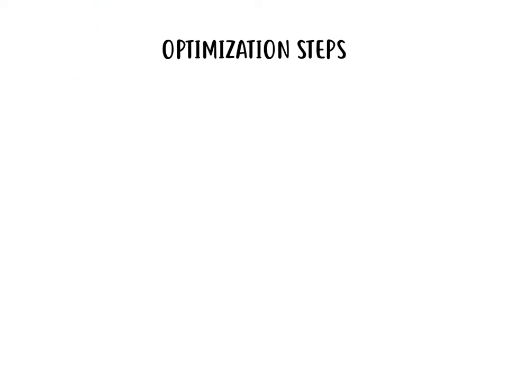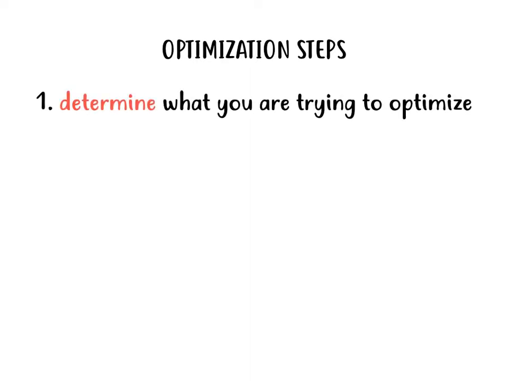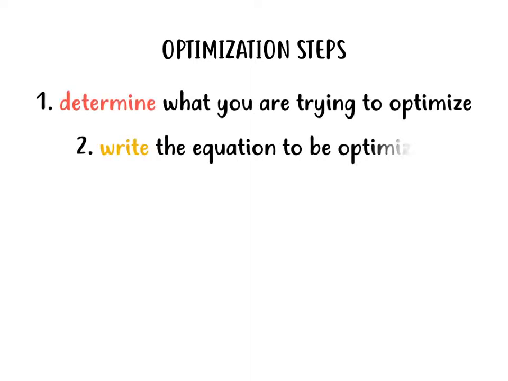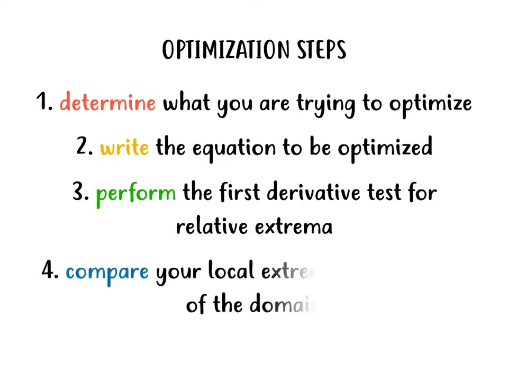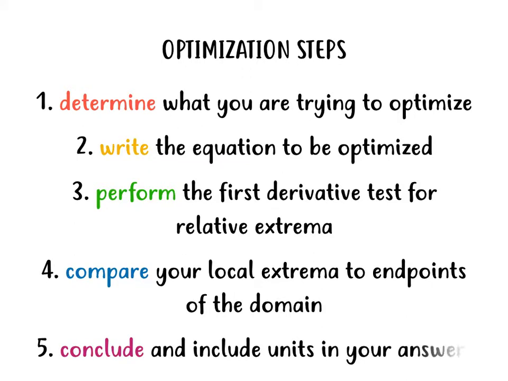There are some steps we should follow when doing optimization. First, we need to determine what we are trying to optimize. Then, write the equation to be optimized, and then perform the first derivative test for relative extrema. After that, we will compare our local extrema to endpoints of the domain, and then finally conclude and include units in our answer.